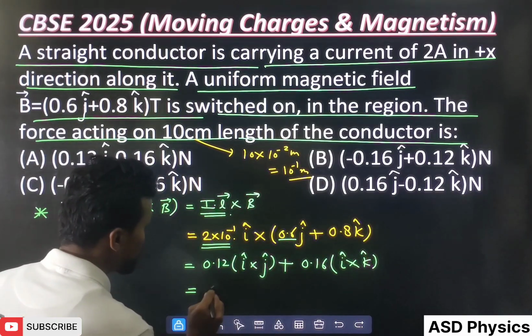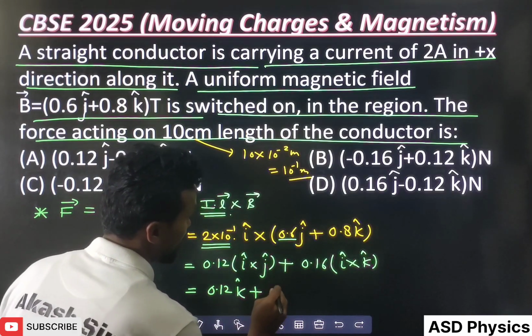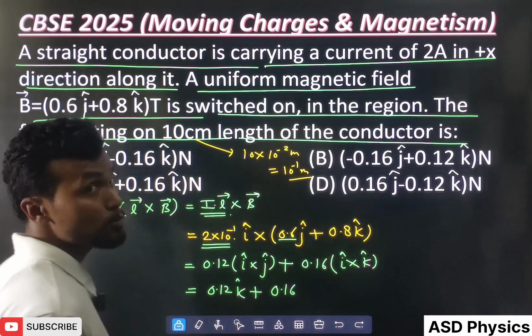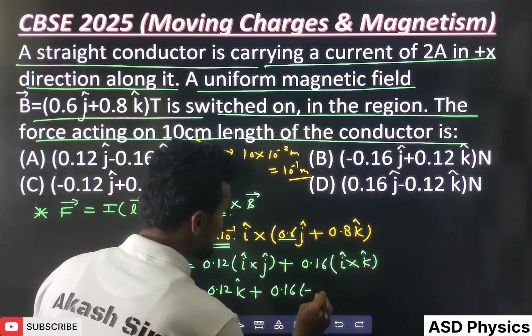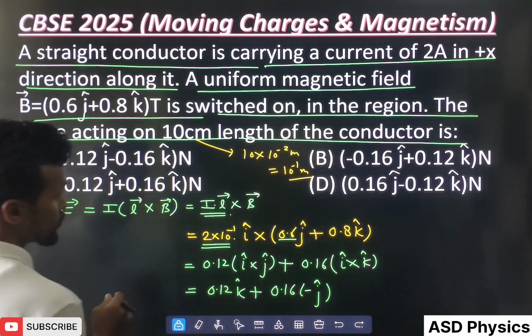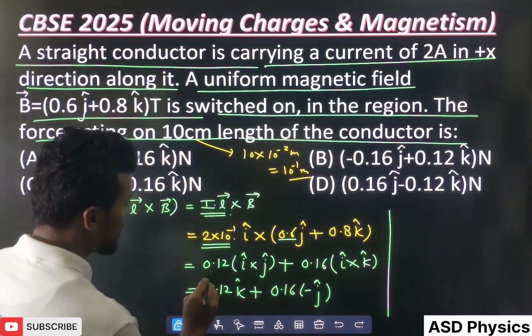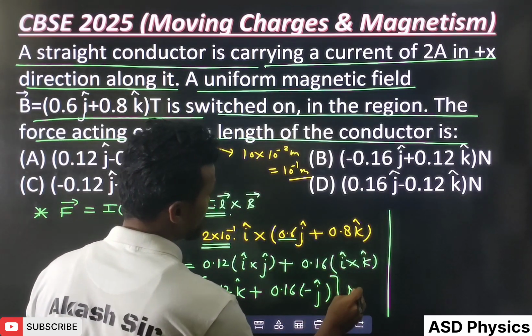Now, what will happen here? See, 0.12 i cap cross j cap means k cap, plus 0.16 i cap cross k cap is minus j cap, no? Minus j cap, is it? So students, when you simplify this, anyhow, minus 0.16 j cap plus 0.12 k cap, unit is Newton.